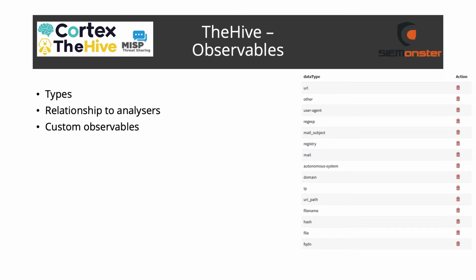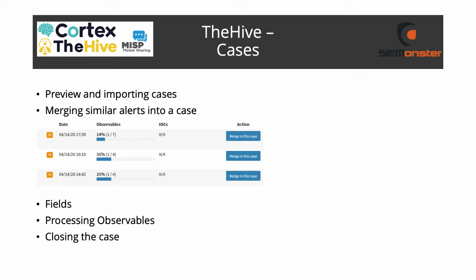Each one of these is associated with one or more analyzers, and the minute you add the observable with that specific criteria or name, TheHive will make those analyzers available to that observable for investigation. When you're reviewing alerts, etc., you can preview them, and then you can merge them into a case. You can merge similar cases into one, and there are various fields that you can review for that purpose.